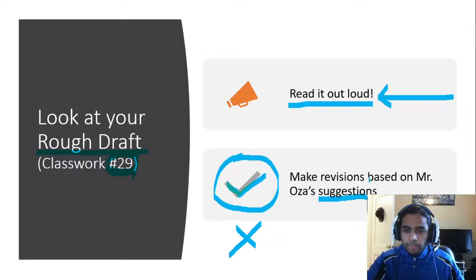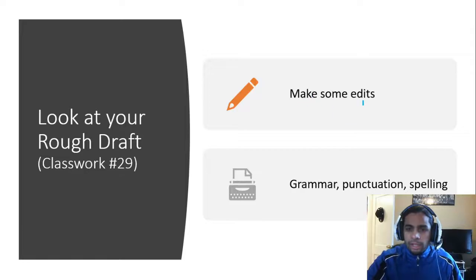So remember, revision is when you edit the content, when you're looking at the actual content of your essay. All right, so the first step before you move on to your final draft is to make some revisions. Now let's talk for a second about the difference between revisions and edits. After you take a look at the suggestions that I've made, now it's time for you to make some edits. Again, we're still working in our rough draft document, classwork 29.